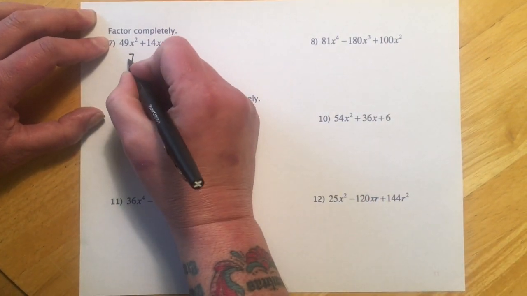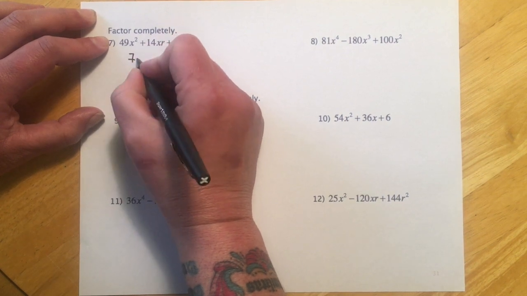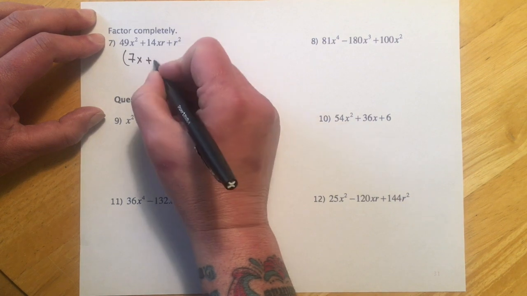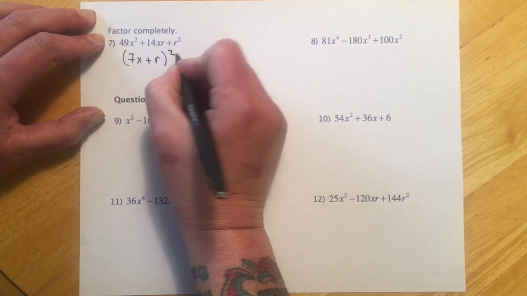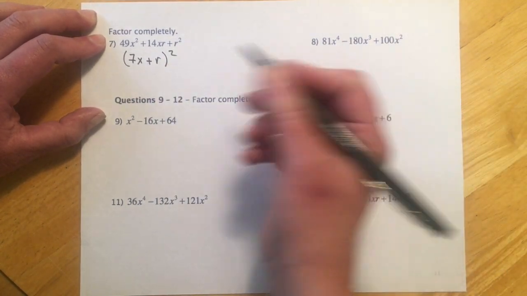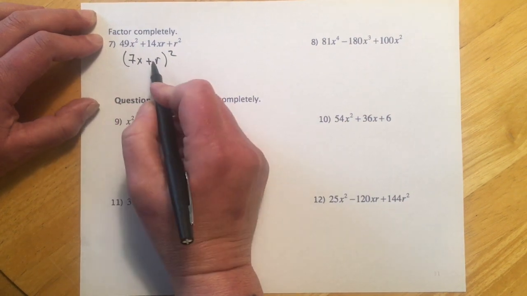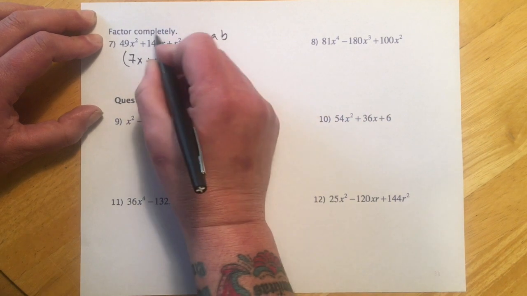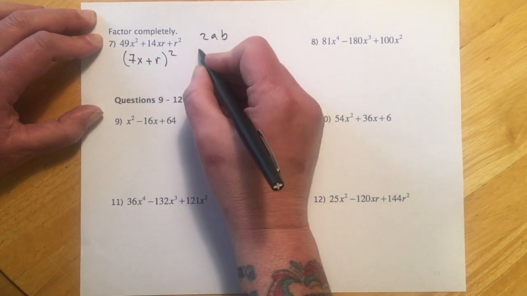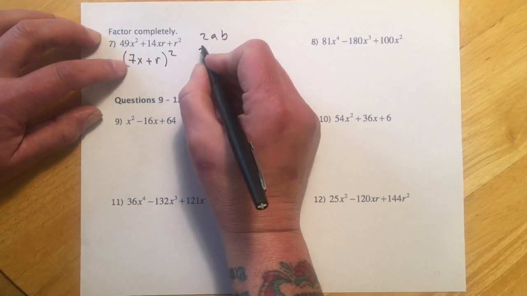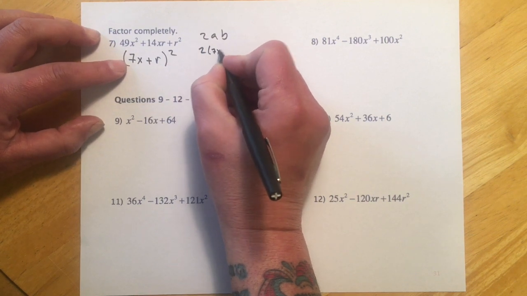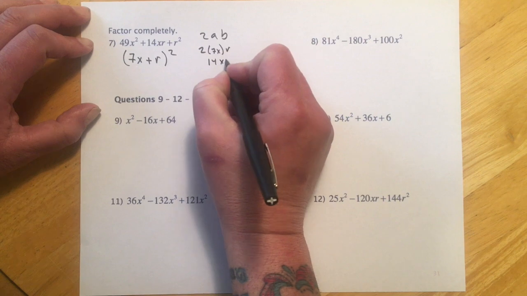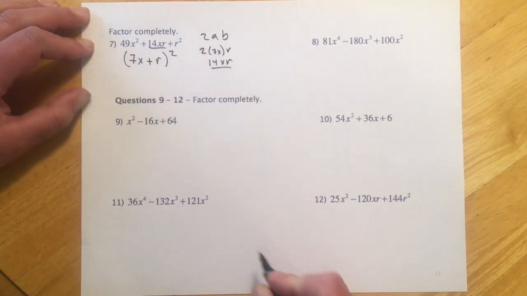So 49x squared breaks down to a 7x. This is a plus, so I'm going to say plus. That's an r squared, so that breaks down to an r. That should probably be my answer. To check it, I'm going to do the 2ab thing in the middle. Remember, this middle term has to be 2 times a times b. The 2 is from the formula, a is the 7x, and b is the r. So 2 times 7 is 14xr, and that is what's in the middle.